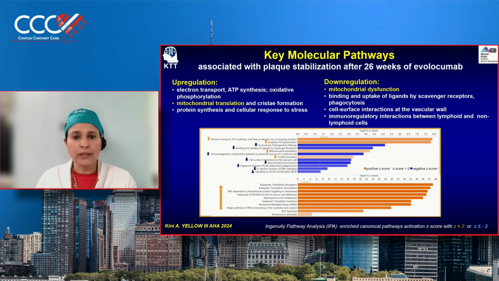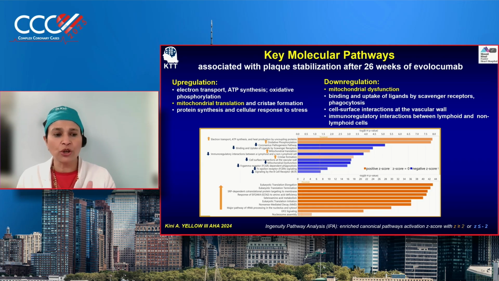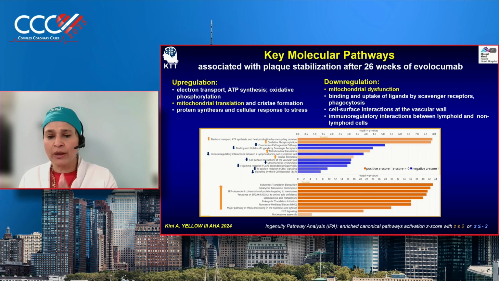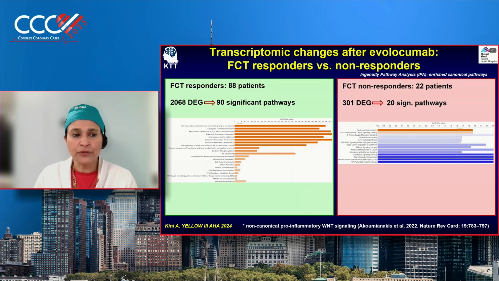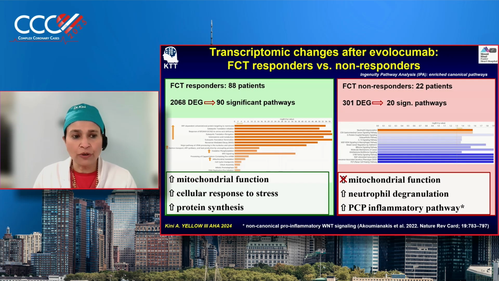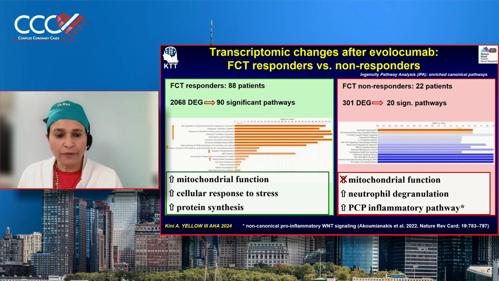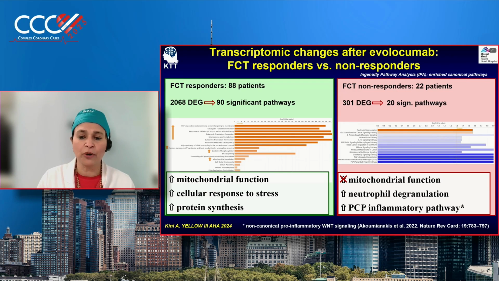So what we saw is that patients who responded had upregulation of what is called mitochondrial translation, cristae formation, and protein synthesis, which is very important for plaque stabilization. And there was downregulation of what is called mitochondrial dysfunction. Then we also looked at responders versus non-responders. We went deep and found that in responders, mitochondrial function improved; in non-responders, mitochondrial function did not improve.